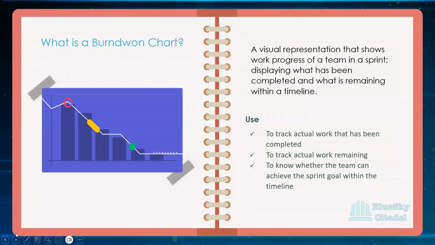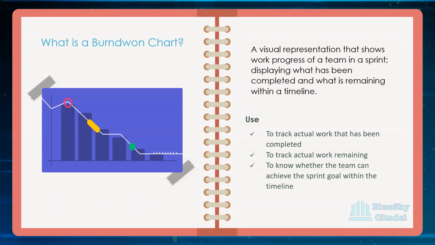Okay, so what's your burn-down chart? Again, we say charts are visual representation. Okay, they're graphical or visual representation. So your burn-down chart also is a visual representation that shows the work progress of a team in a sprint. It displays what has been done, what you've completed, what is remaining within a timeline, and it can help to motivate you.